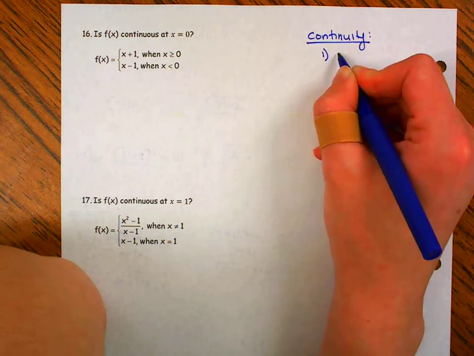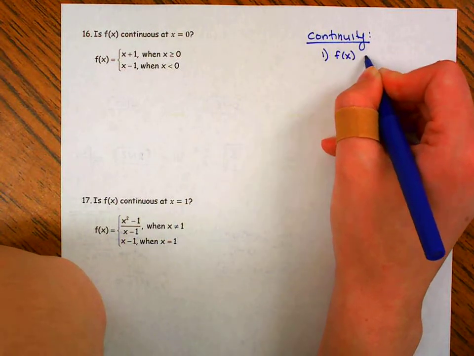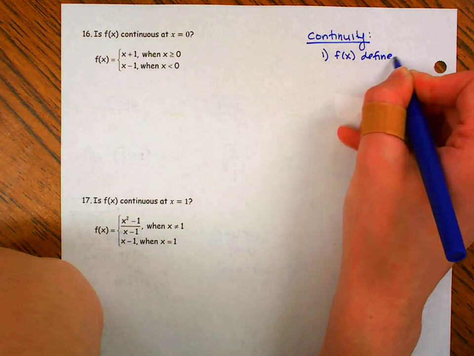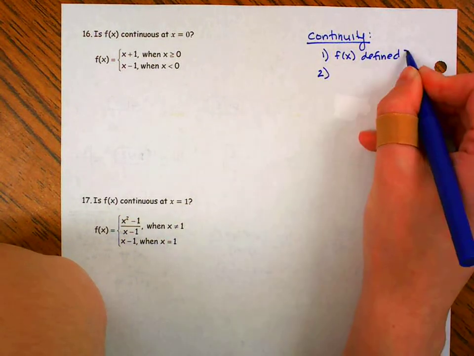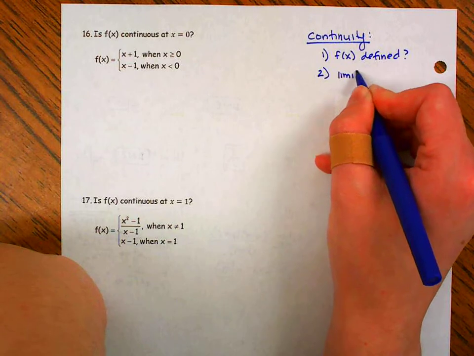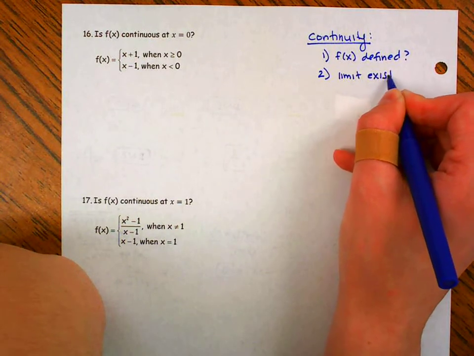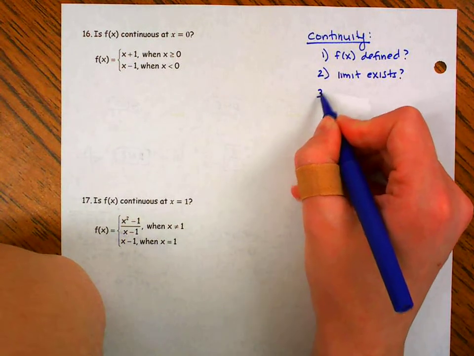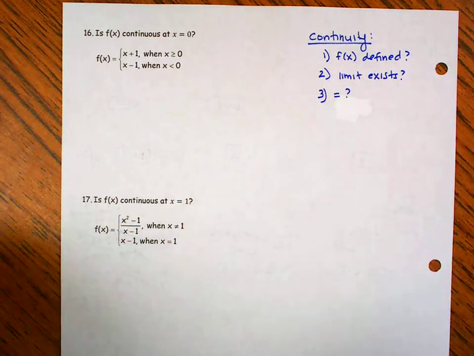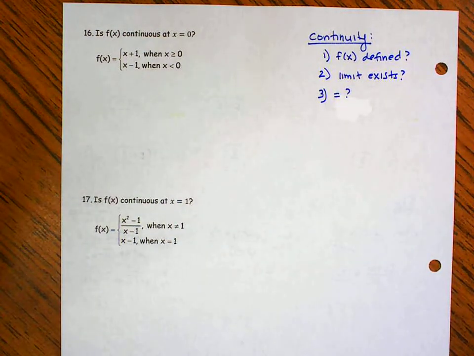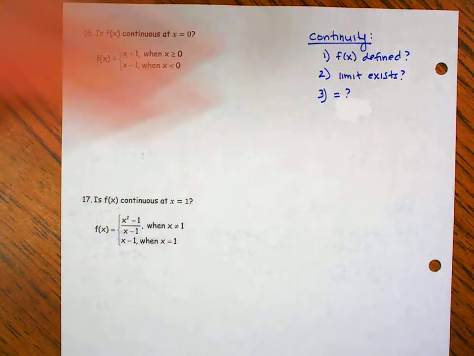Step 1 is to figure out if the function is defined at the point I care about. Step 2 is to see if the limit exists. And then I'm going to use real shorthand. I want to just figure out if the function value and the limit are equal, or steps 1 and 2 equal. So let's jump right in.